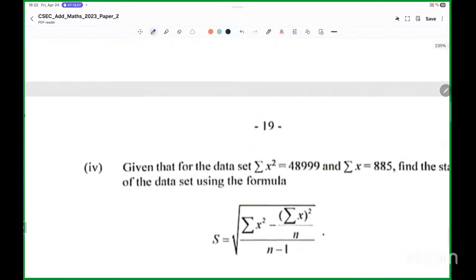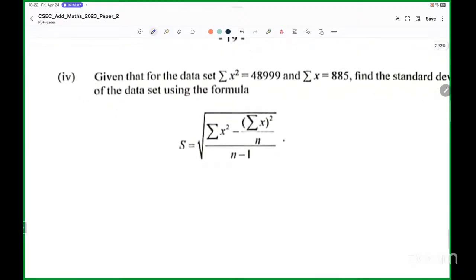All right, what else do I want? Given the set of data, the sum of x squared is this, and the sum of x is this, which we got. This calculation was correct. They're just telling us now, but we have to work it out.